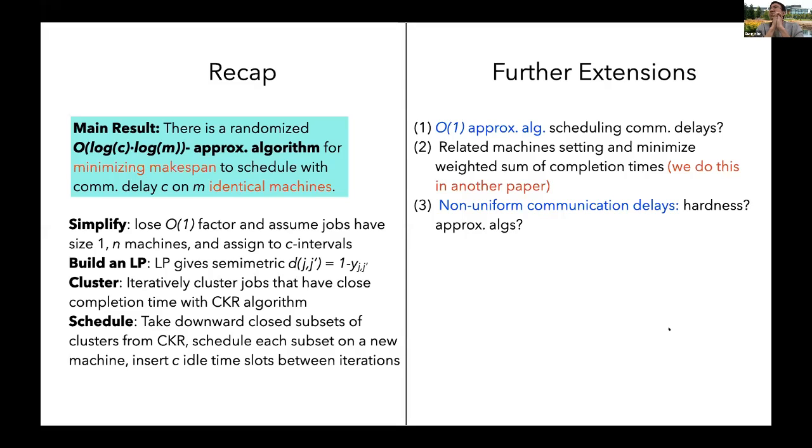Do you have any questions? Okay, so there's a question here. One question from Sam is, why is log n incurred in the approximation factor?